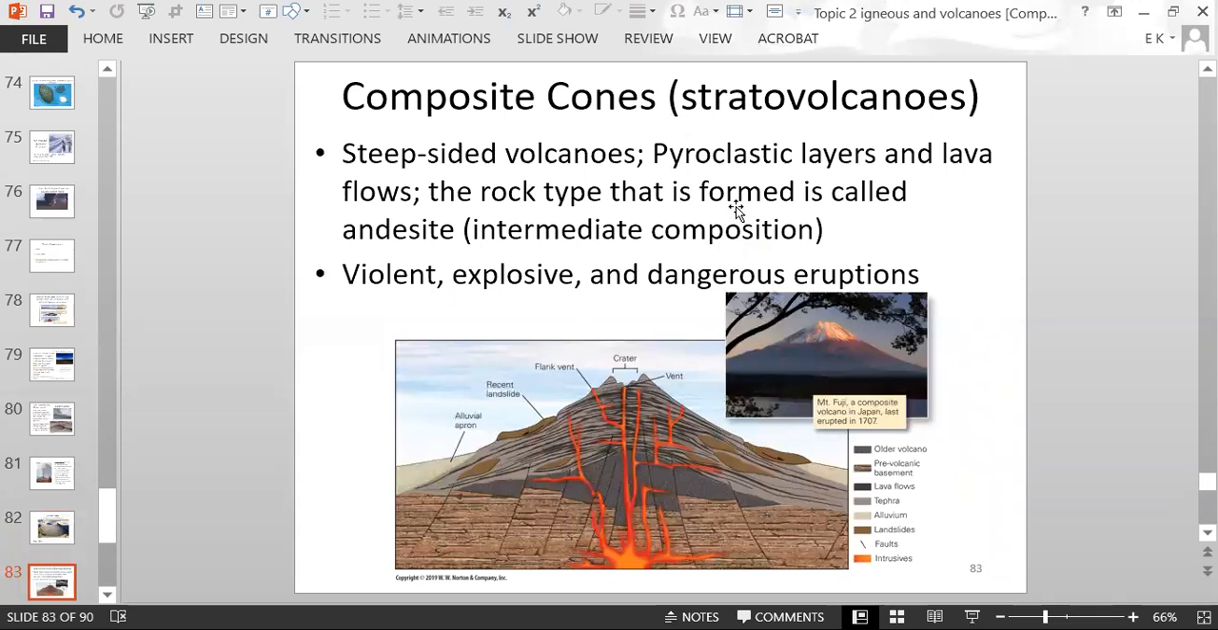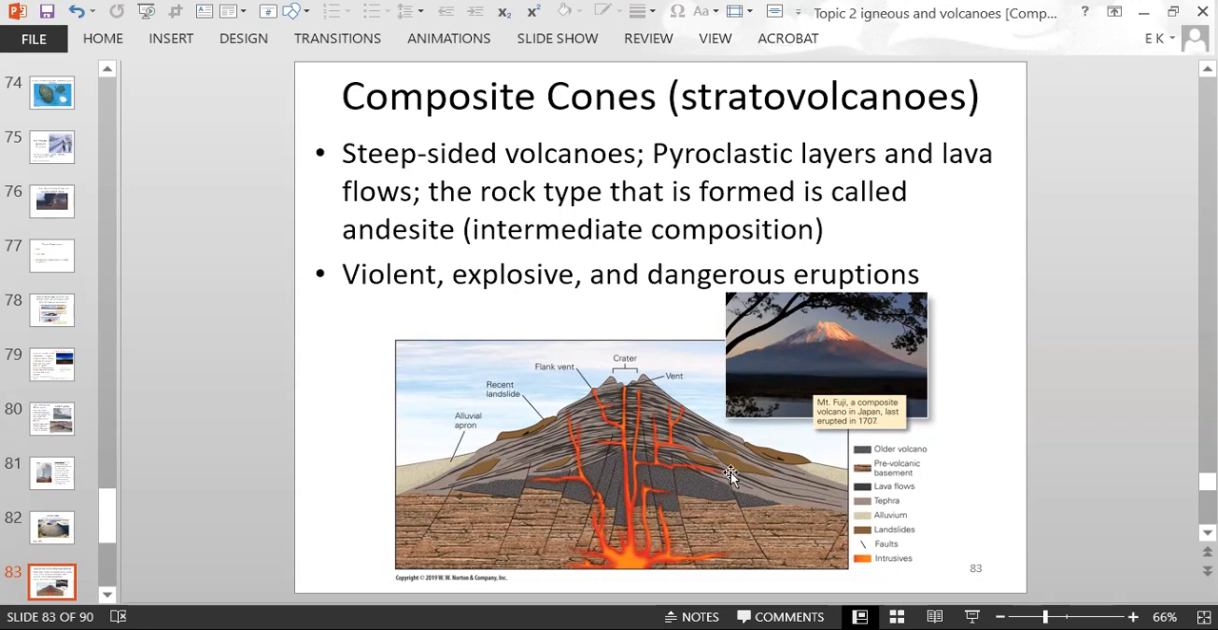Then we have composite cones or stratovolcanoes. These are steep-sided volcanoes composed of pyroclastic layers and lava flows. The rock type formed related to these types of volcanoes is called andesite, which is an intermediate composition. These are going to be violent, explosive, and dangerous eruptions. This photo here is Mount Fuji, a composite volcano in Japan. It last erupted in 1707.